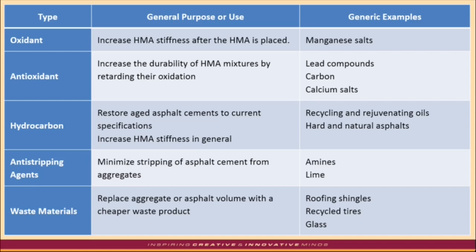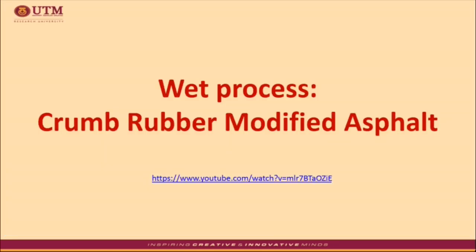Okay, let's have a look at an example of modification using wet and dry process. It should be noted that the videos are used only for the purpose of education, and the credit goes to the YouTube videos with the link provided in the slide. First, let's have a look at the crumb rubber modified asphalt, which makes use of the wet process for the modification.